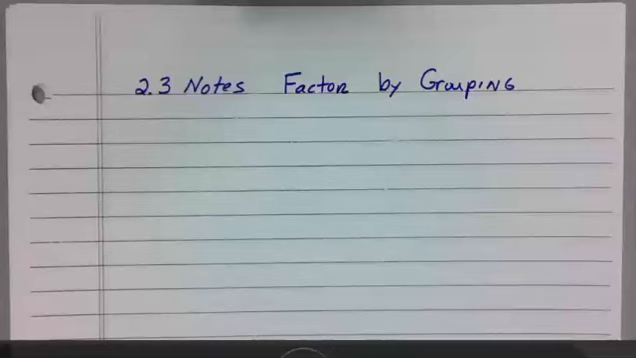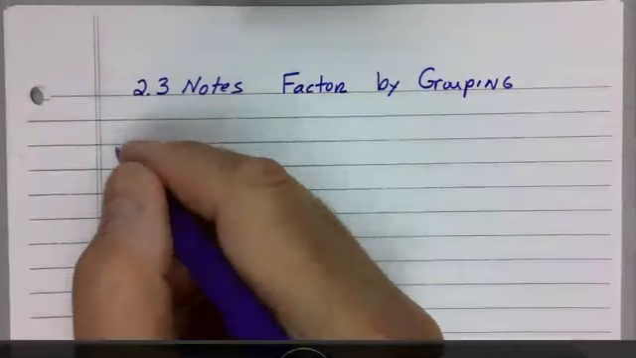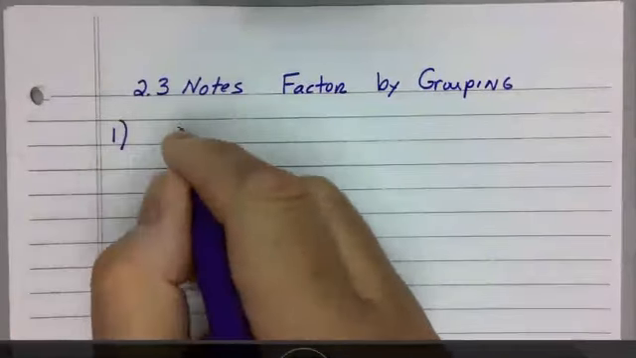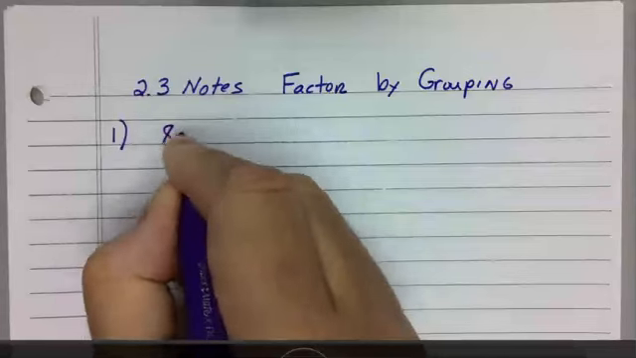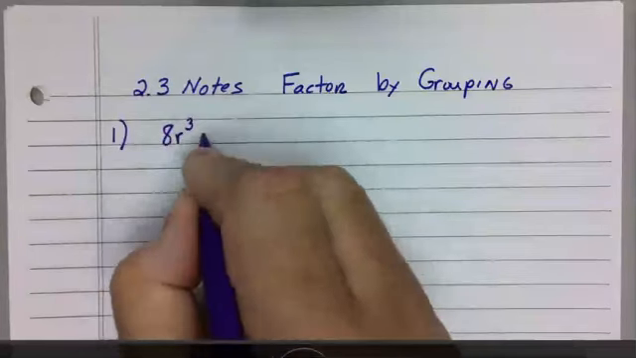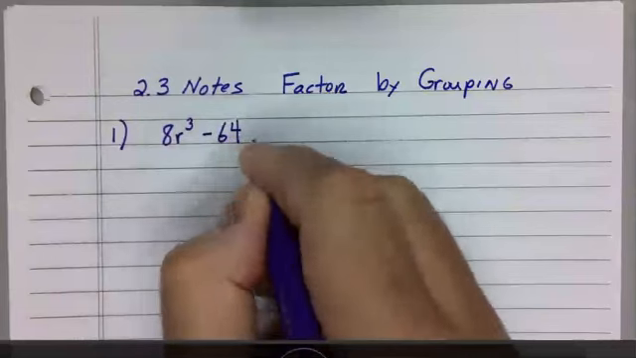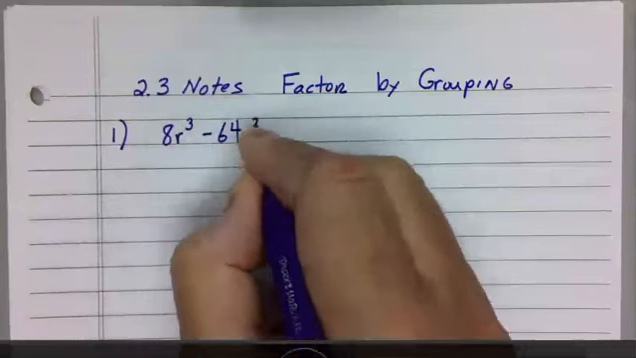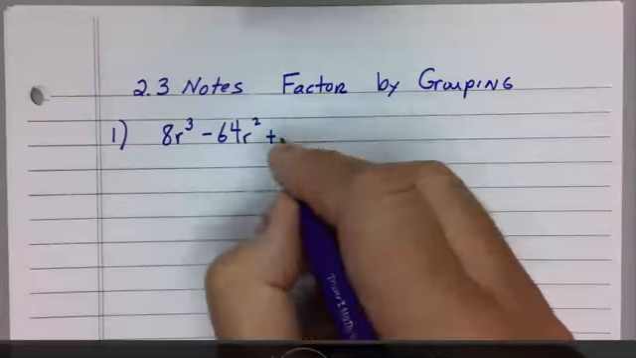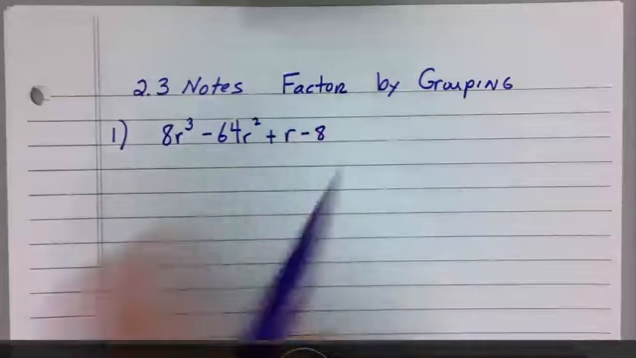Okay, this is 2.3 notes, factor by grouping. So, first example, notice we have 4 terms. So what you're going to do with 4 terms is you're going to group 2 of them together. So you have 2 pairs.